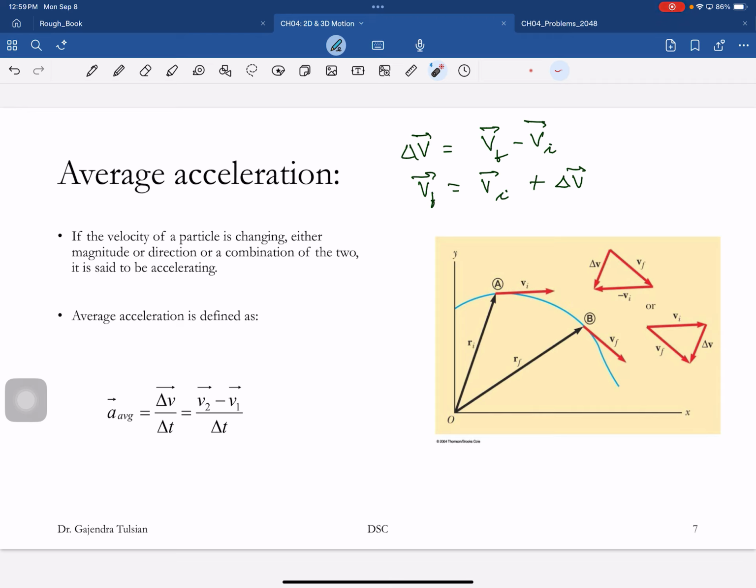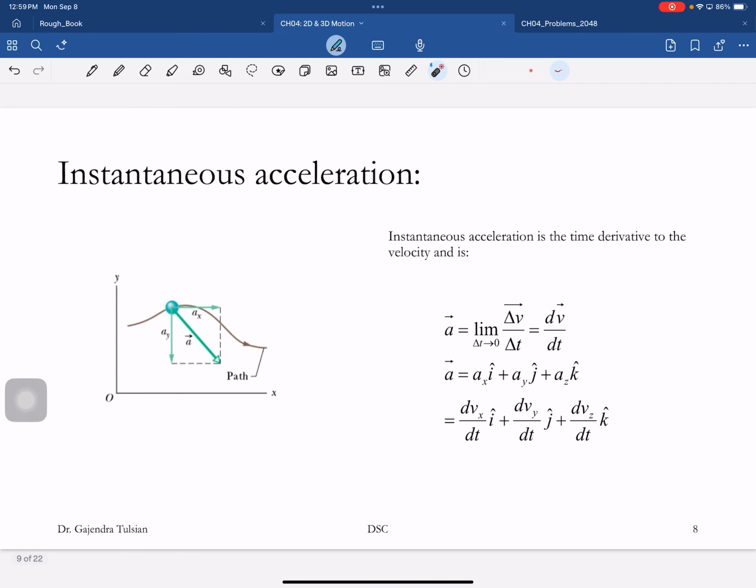All right, so here is acceleration. Acceleration is the change in velocity divided by the time over which that change happens. If your velocity is not changing, what is the acceleration? Zero. If your velocity is not changing, this is the zero vector divided by the time over which that happens, so your acceleration is zero.